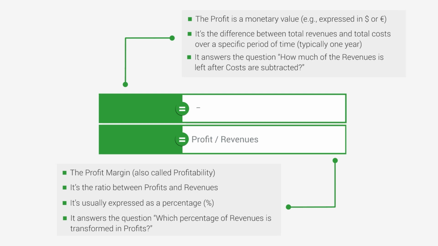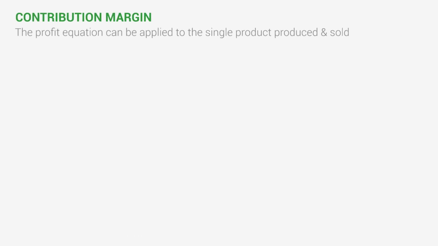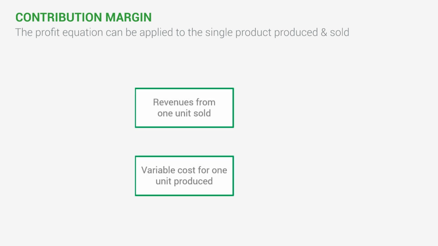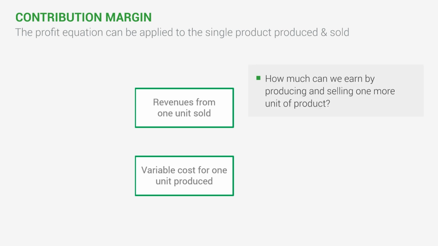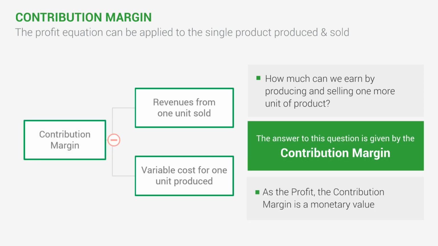Another important concept in this area is the contribution margin. The contribution margin is calculated by applying the profit equation to a single product. Thus, the contribution margin is found by subtracting the variable unit cost from unit revenue. Note that fixed costs do not impact the contribution margin. After all, producing only one additional unit will not alter our fixed costs. The contribution margin is the answer to the question of how much the company can earn by producing and selling one additional unit of product. As with profit, the contribution margin is expressed as a monetary value.